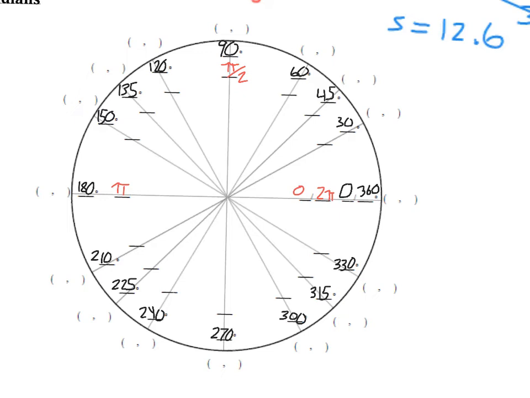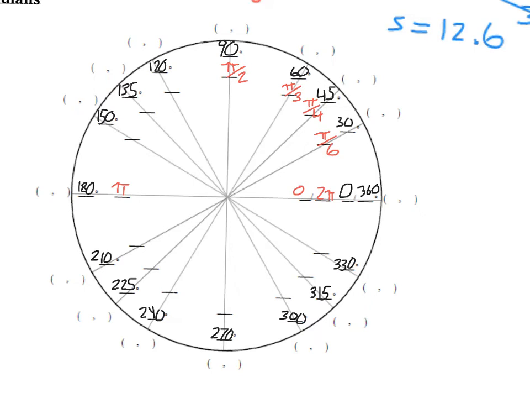What about 60? 180 divided by 3 is 60. So 60 is pi over 3. 30 is 180 divided by 6. So this is pi over 6. 180 divided by 4 is 45, so 45 degrees is pi over 4. Alright, so there are a lot of different techniques that people use. I like to count by 30s and 60s.